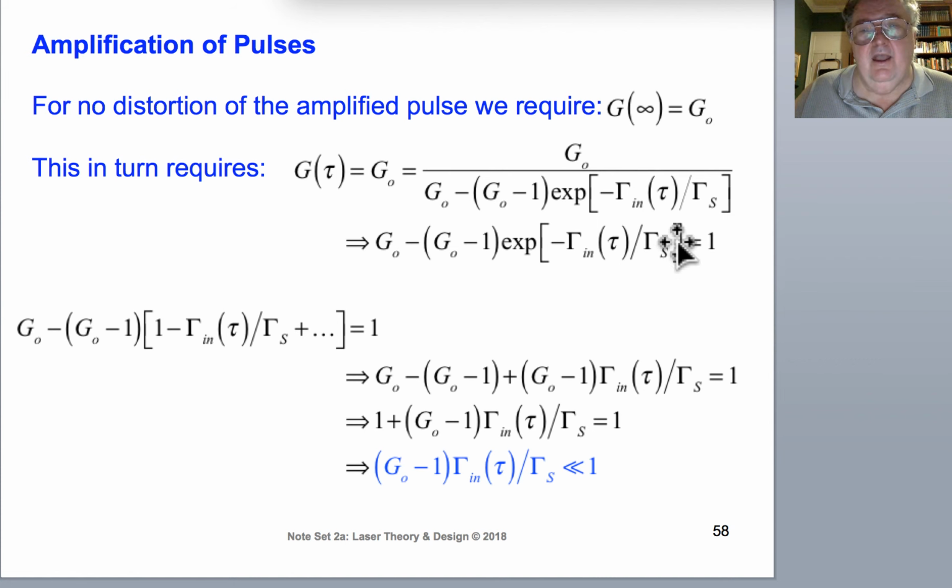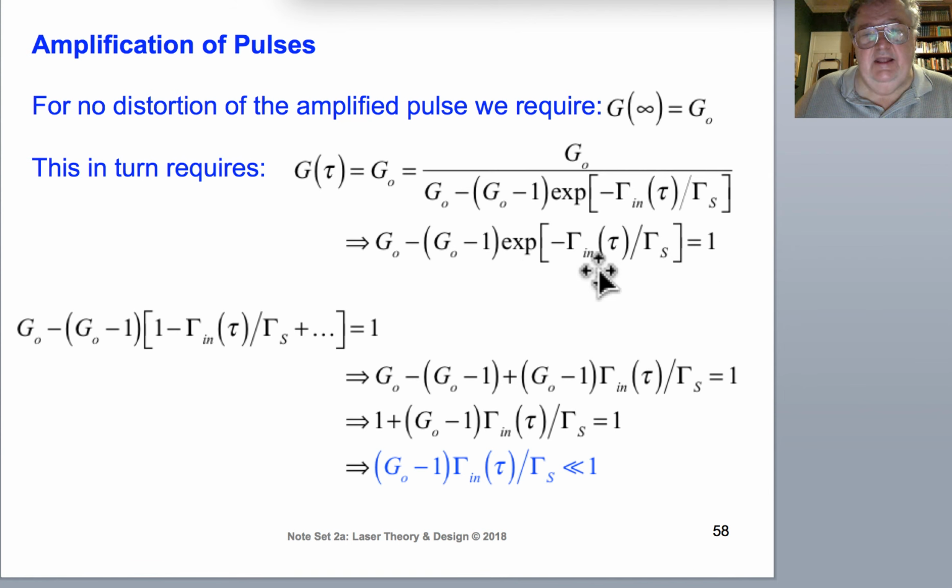setting, let me know. Suppose I want no distortion, so that after an infinite amount of time, tau, I want G to be G0, okay? Well, the only way that's going to happen, this is the gain of tau, set it equal to G0, is if the denominator is 1. So here's the denominator equal to 1.